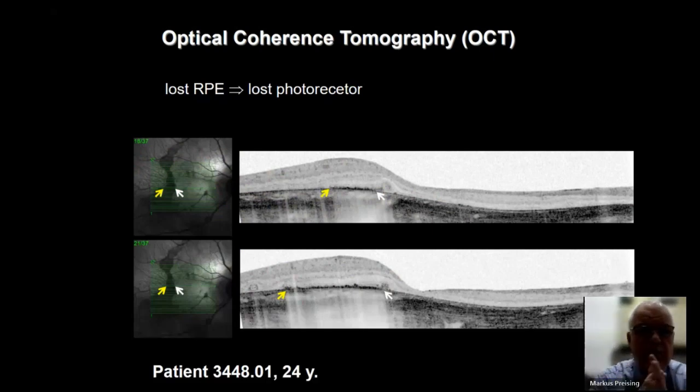When you pass on, your next step would be to check the patients with a retinal optical coherence tomography. In this very young patient we are looking at here, you will find that the retinal pigment epithelium is lost, and only in the area of the macula you have remnants of the retinal pigment epithelium.